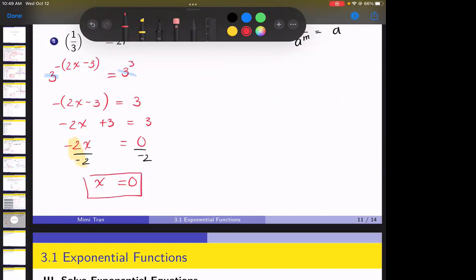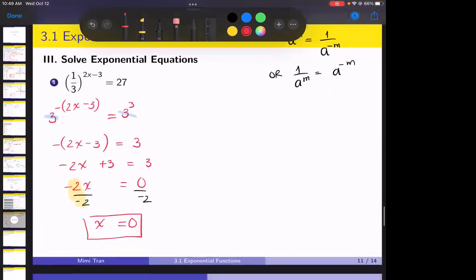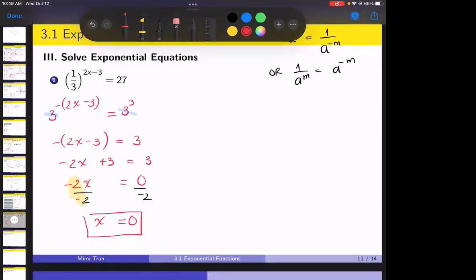And then you can check. I'm not going to check. It's not required. You can check. This is not too bad. If you plug in 0 for x, that's gone, right? So 1/3 to the negative 3 is the same thing as 3 to the 3, which is 3 cubed, which is 27.